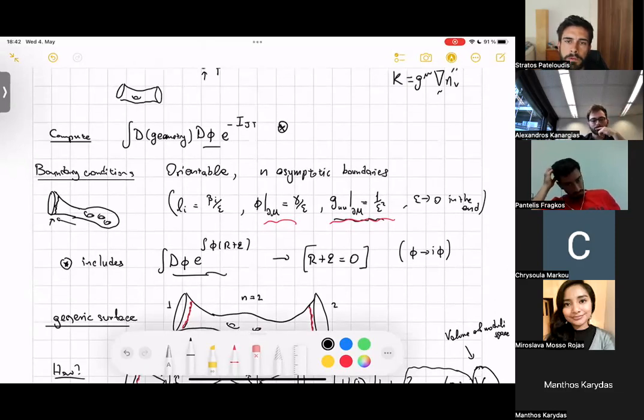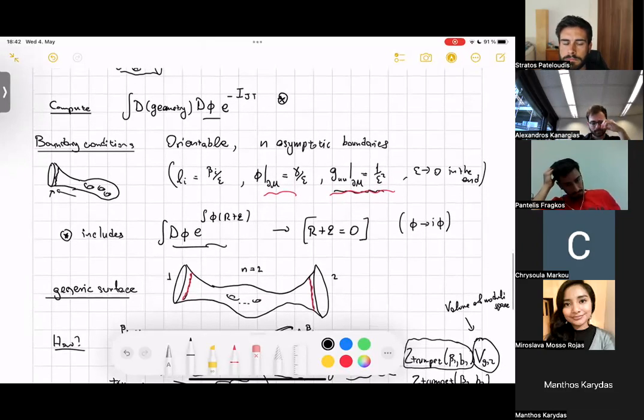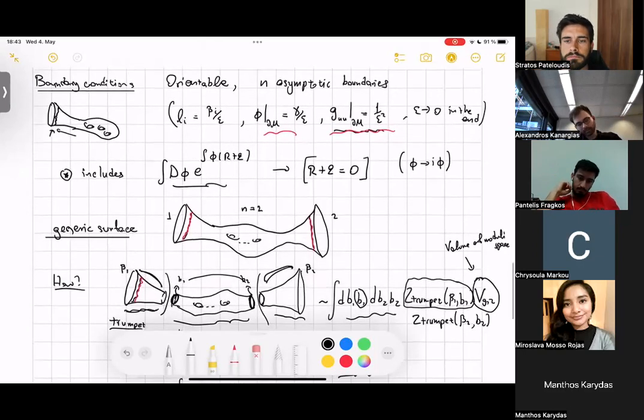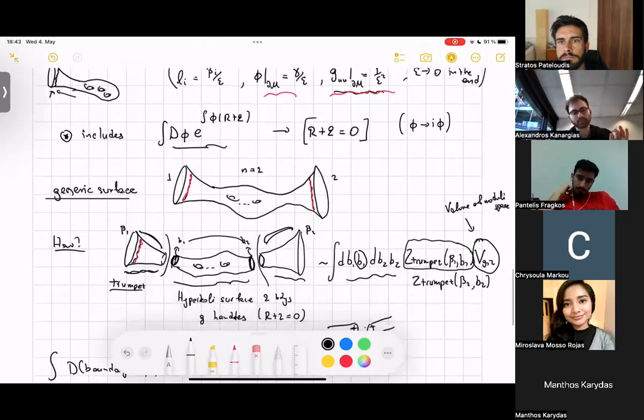So there's a fixed background, but then when you integrate over your metrics, over the geometry, it seems that there's still some freedom, no? They still obey R + 2 = 0, but they can do it in different ways. As Stratos is saying, only the topology changes. I think it's like this sum that we also do in string theory, where you sum over all genera, whatever this is called. Right.